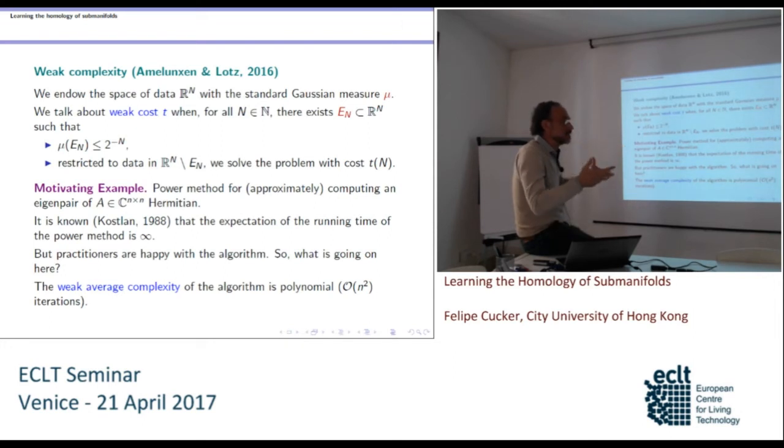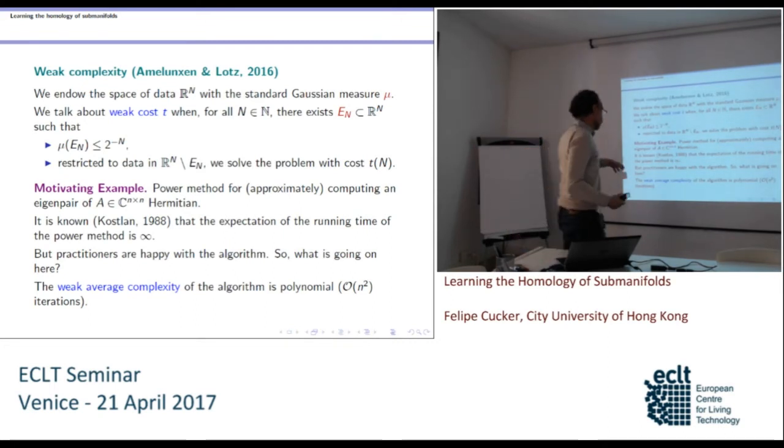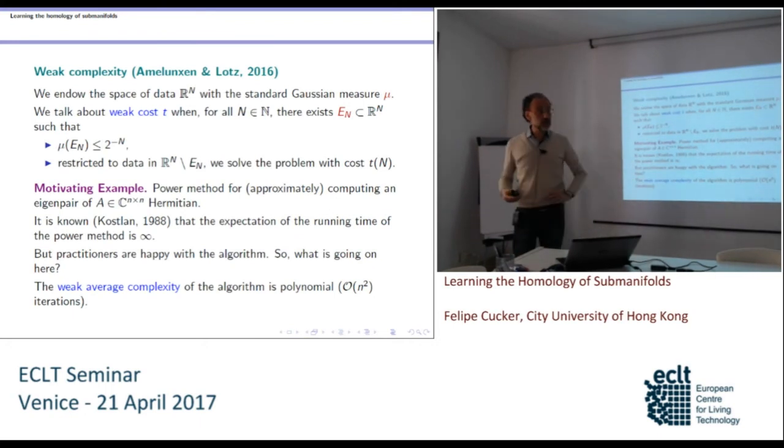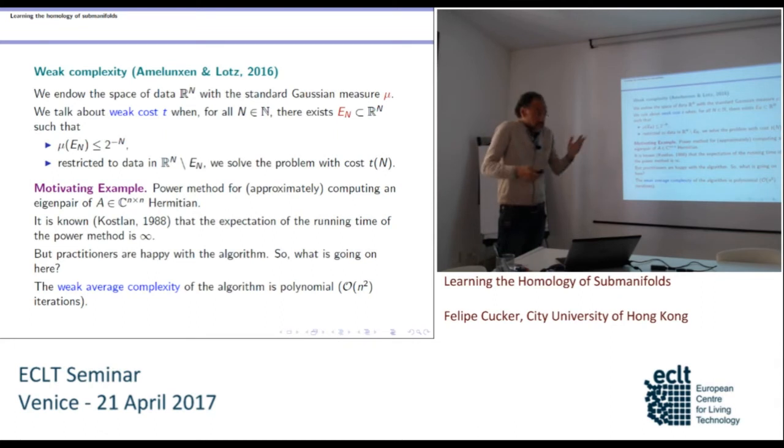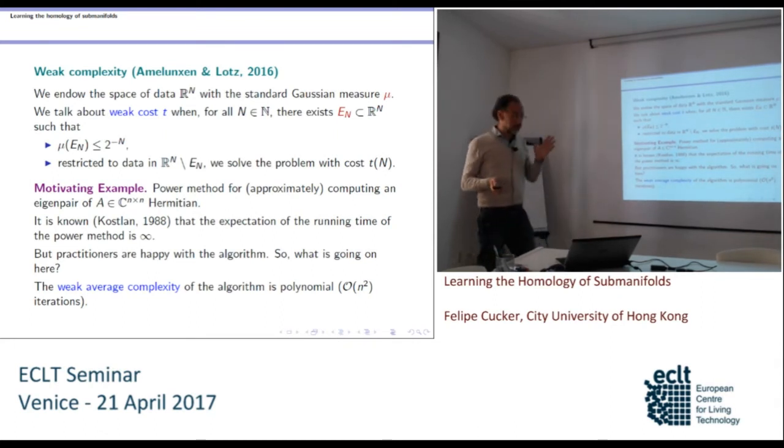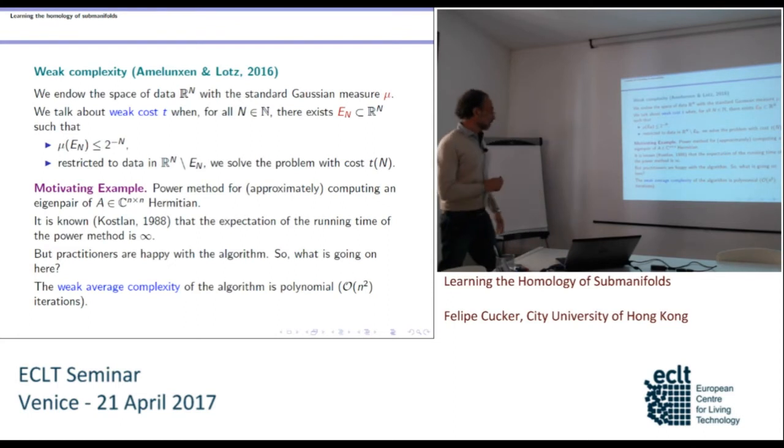The idea is that even in cases in which average complexity does not help, because the expectation is large, you can still kick out some outliers and focus on the remaining part. That is what they did, weak average complexity: an expectation conditioned to be out of the exceptional set. Or you can do what we did, which is a worst case complexity, but out of this exceptional set.